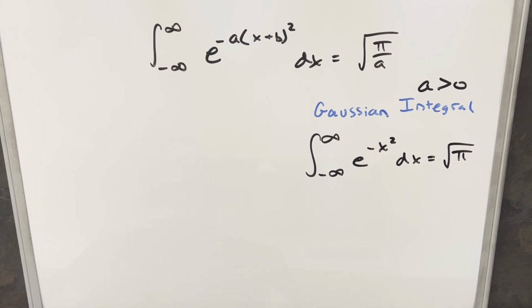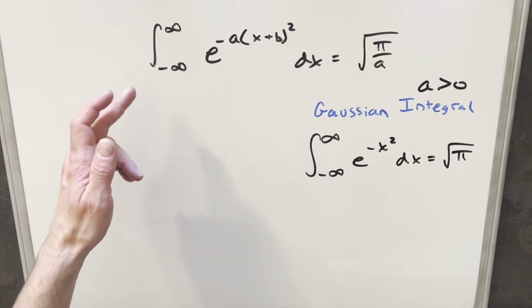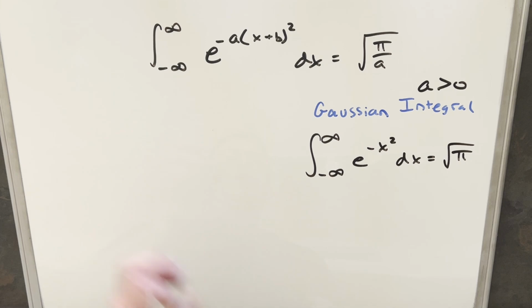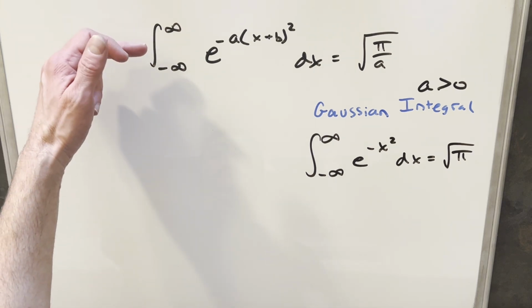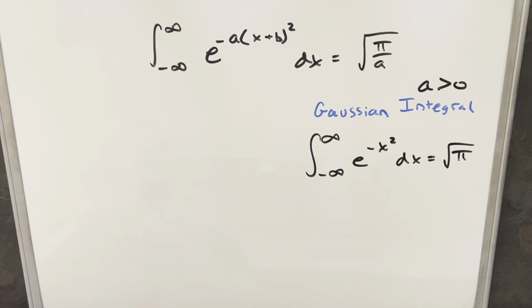Okay, I want to do something a little bit different today and derive this formula we have here on the board that's closely related to the Gaussian integral. I wanted to show for the integral from minus infinity to infinity of e to the minus a times (x plus b) squared dx, the value for this is just going to be the square root of pi over a.